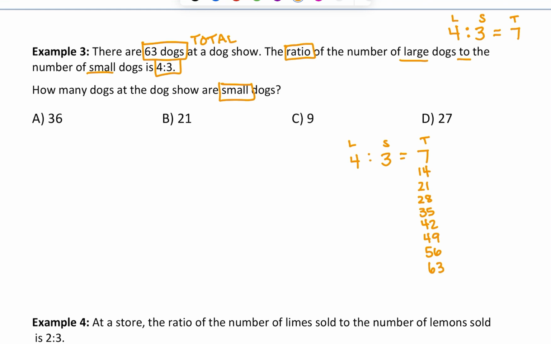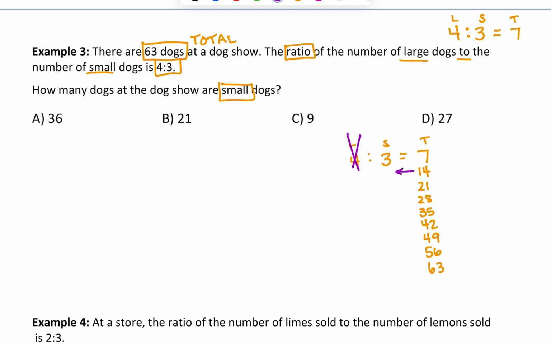Okay, so when we get to 63, we are good to go. But again, that's the total. We want to know how many are small. So now we have to go and skip count the small until we get to the same skip count there. So this time we're skip counting the small. I don't even really technically care about the large dogs right now. So this time I'm counting by 3s.